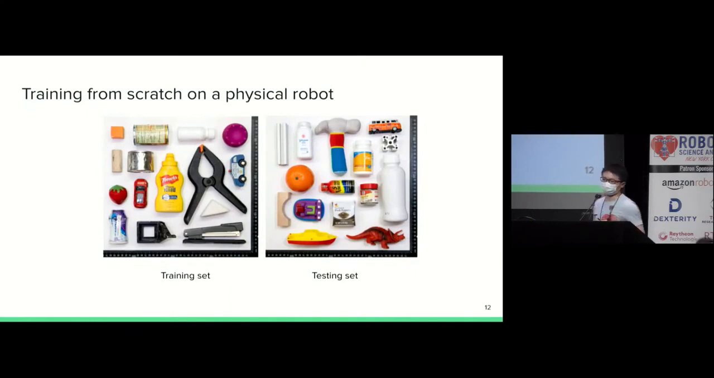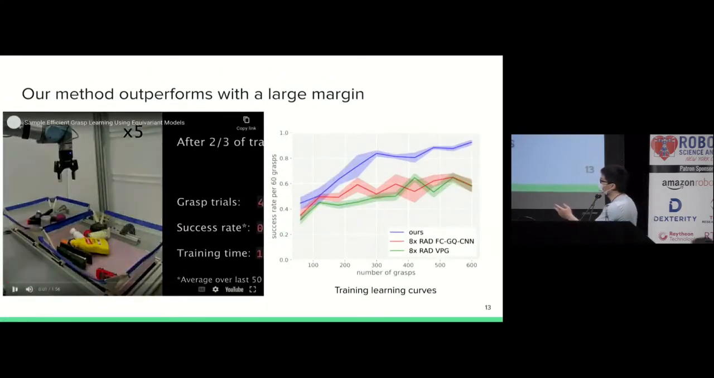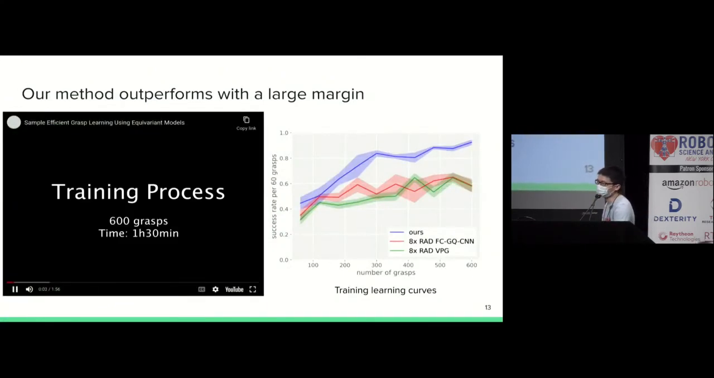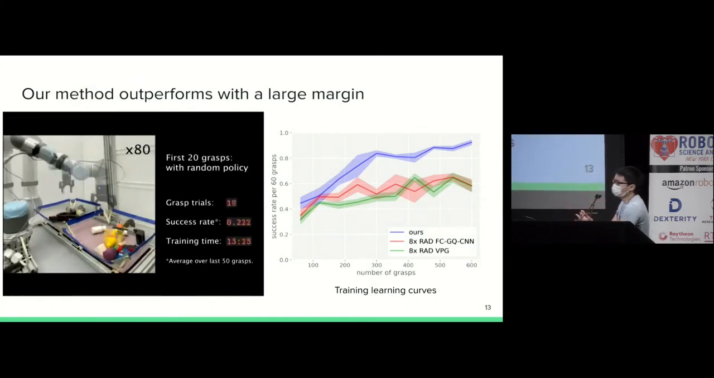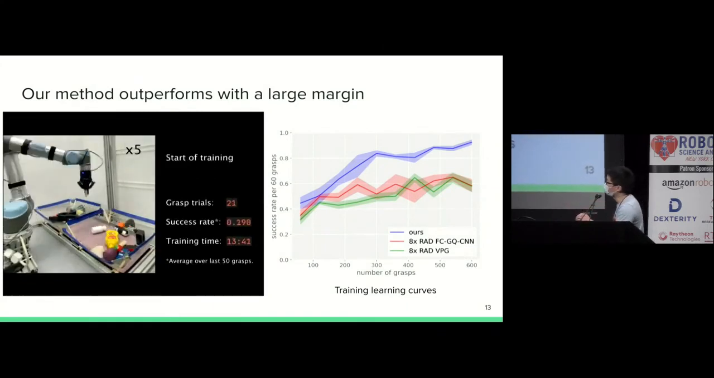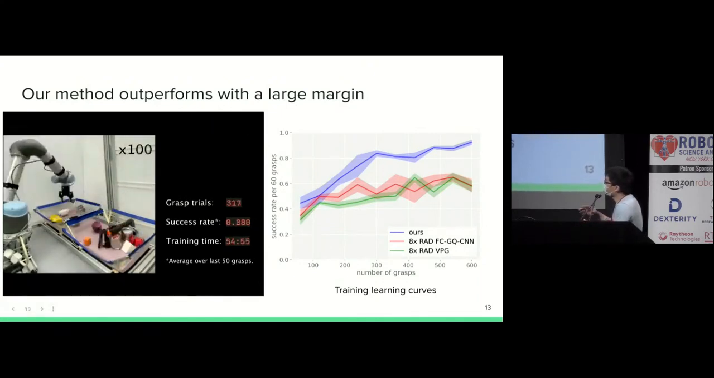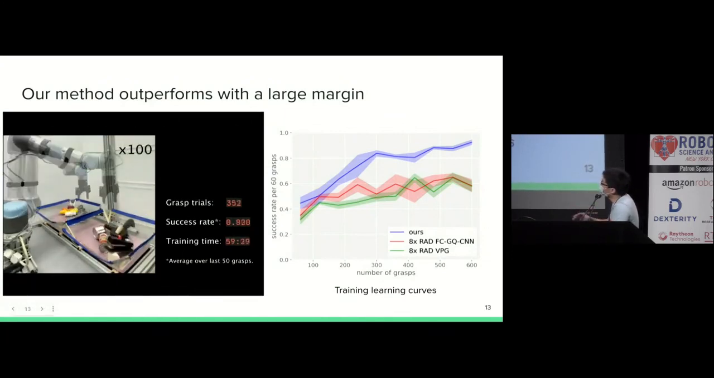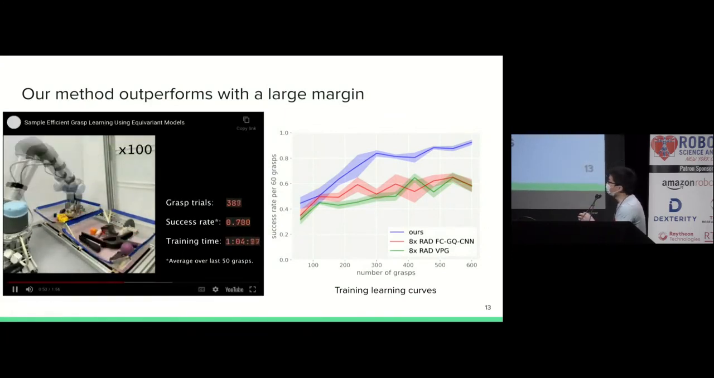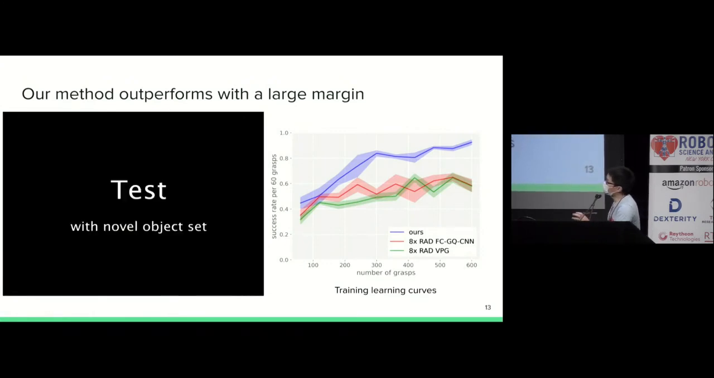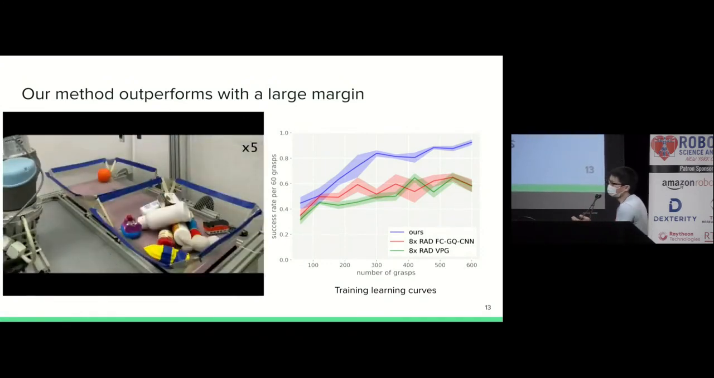As we said, we train our method completely from scratch on the physical robot. The training set includes 15 objects. The testing set includes 15 novel objects. The left video shows the training process and the testing process. As you can see, at the beginning of the training, the robot just performed random grasps in the tray. It's about a 20% success rate. And after roughly an hour of training, it achieved an 80% success rate. And at the end of the training, at about 90 minutes, we tested it on novel cluttered objects, and it achieved a 95% success rate.